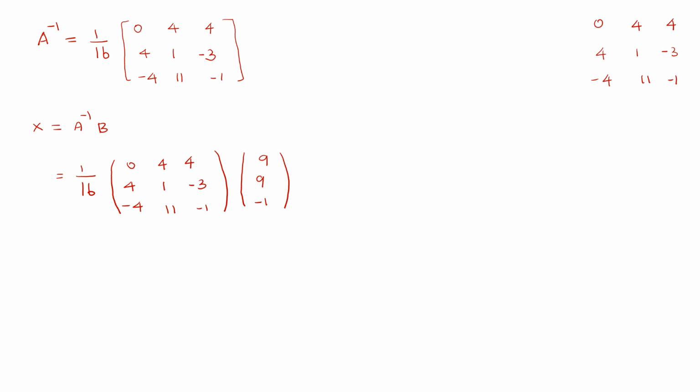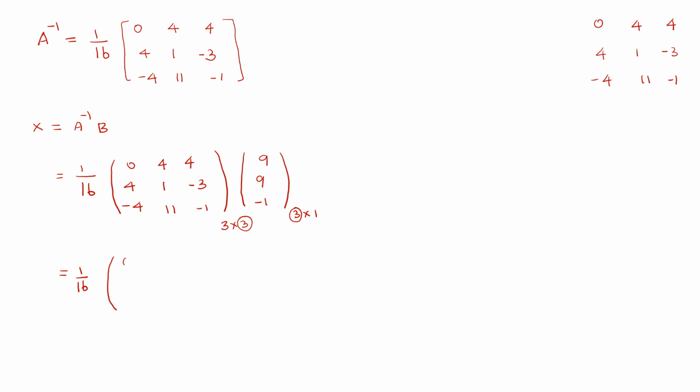If you want to multiply any two matrices, the number of columns of the first matrix must be equal to the number of rows of the second matrix. So the order of the first matrix is 3 by 3. The second matrix is 3 by 1. So these are equal, so you are eligible to multiply these two matrices. So 1 by 16 you take outside. Then we multiply. How to multiply? The first row and first column.